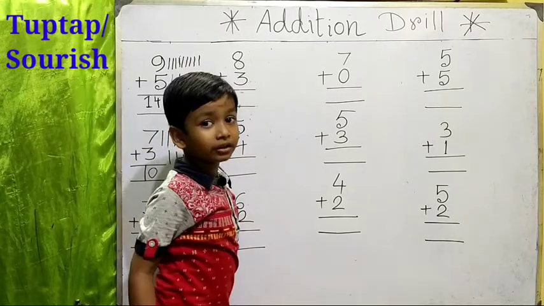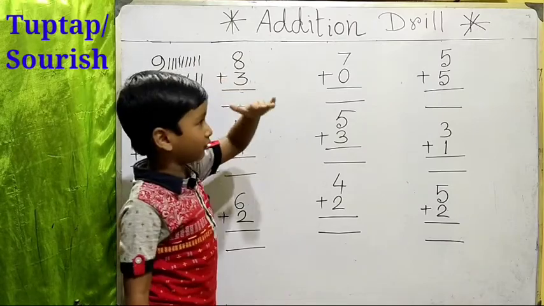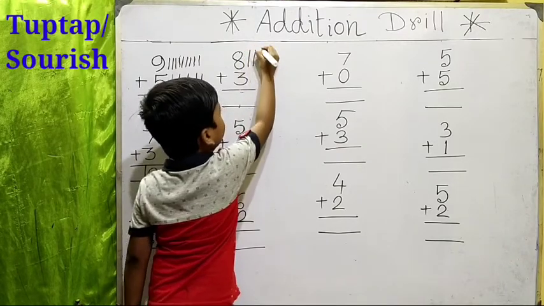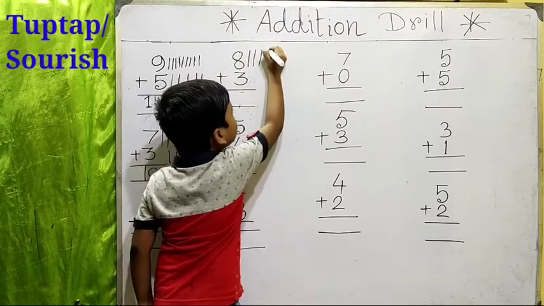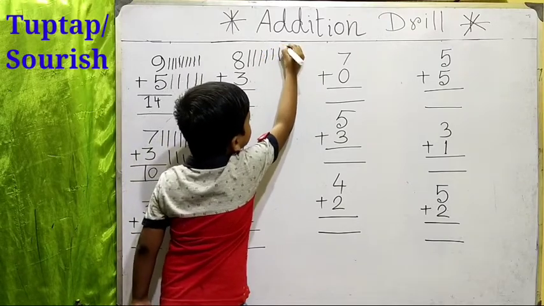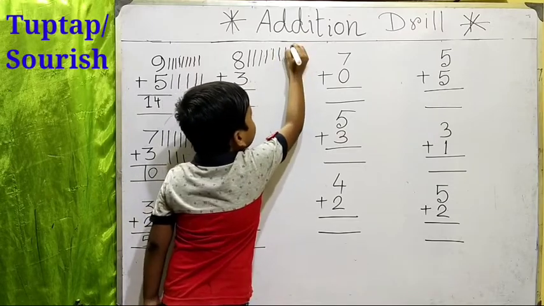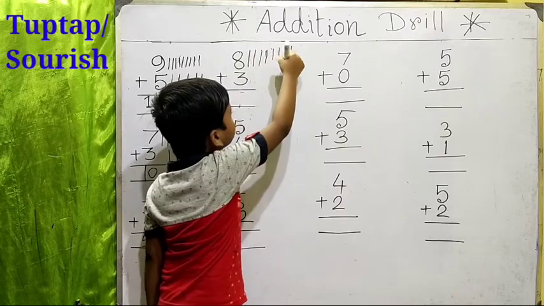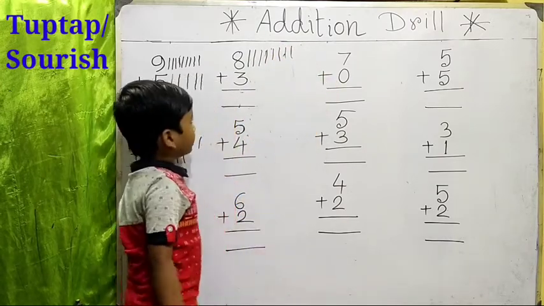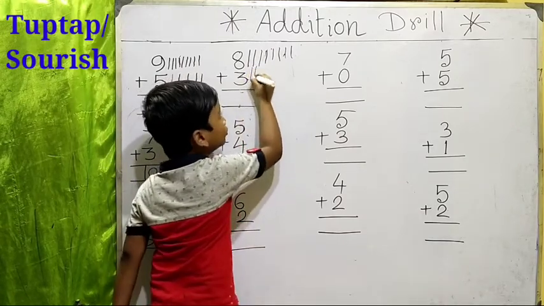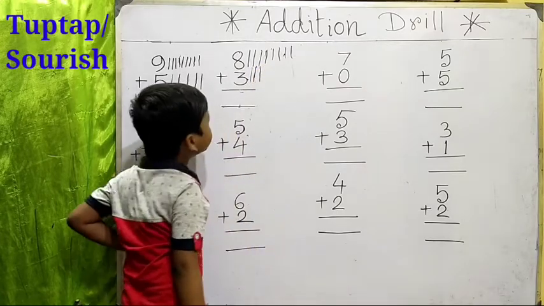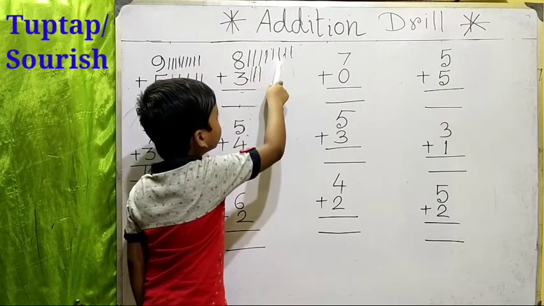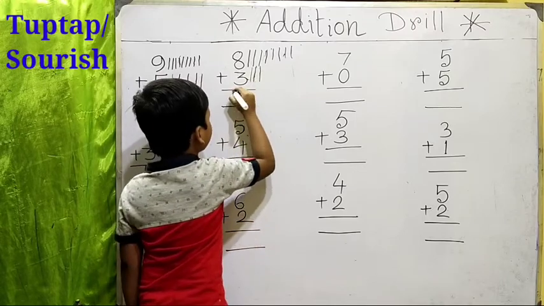Next example. You think you saw 8 birds. Suddenly 3 birds again come. So how many birds in total? Let's see. Let's draw here 8 lines. 1, 2, 3, 4, 5, 6, 7, 8. So we have to draw here 3 lines. 1, 2, 3. So how many birds in total? Let's see. 1, 2, 3, 4, 5, 6, 7, 8, 9, 10, 11. Our answer is 11.